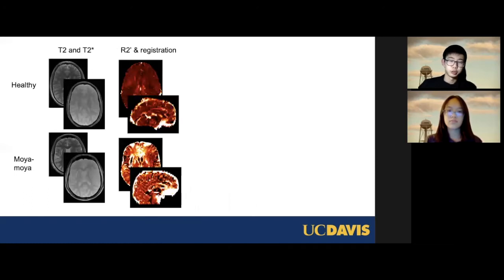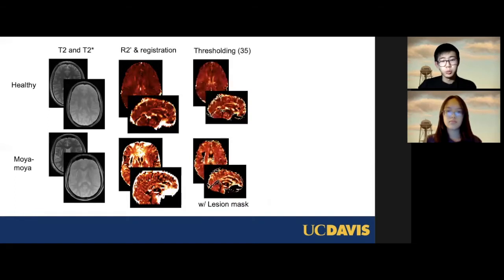We calculated their R2' maps from their respective relaxation rates and registered these to the MNI template. We thresholded these R2' maps to take out physiologically irrelevant values, and specifically for Moyamoya patients, we also masked out lesions and white matter hyperintensities.